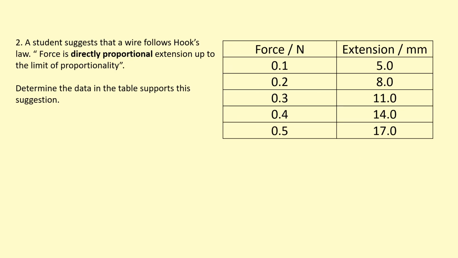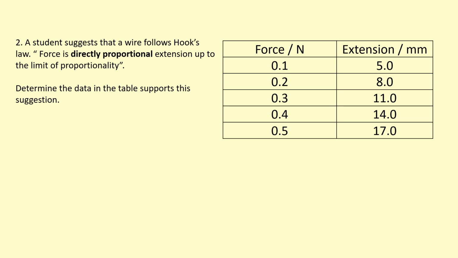The second example here. So we've got force and extension, and basically the question is asking us to check if it's directly proportional. Now, a common mistake that students make is they check the data and they may spot that it's increasing by a constant amount. And that's what you'd expect if it was linear. So you'd expect that with a direct proportional relationship as well. But just because it does that doesn't mean it's directly proportional. We need to check the equation.